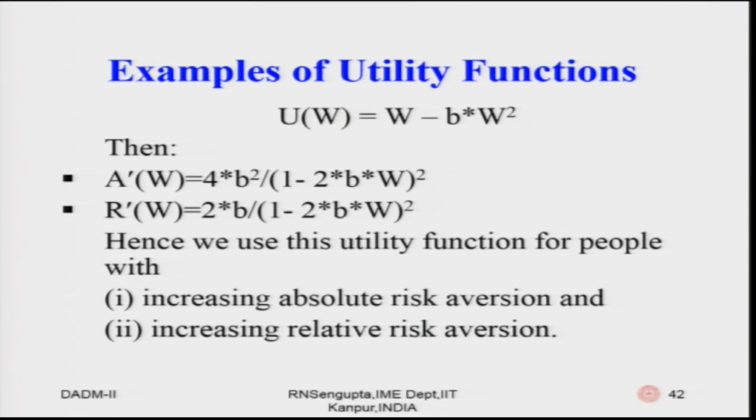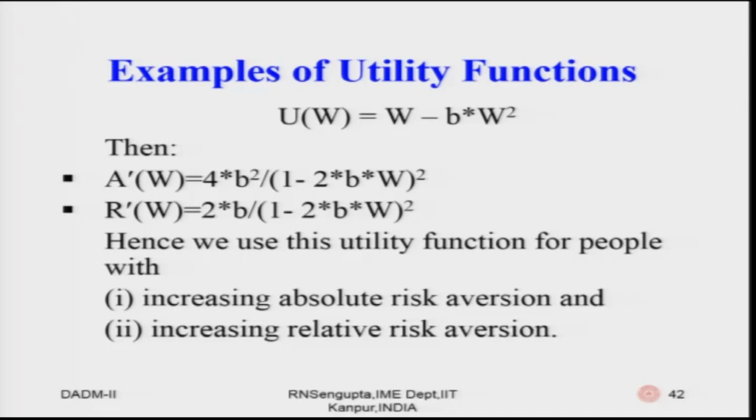Now, let us pause here for a few seconds. If you look at A prime, the value in the denominator, which is a square, is definitely positive, and the value in the numerator, which is 4B square, is also positive because B becomes square. If that is the case, it will immediately give us the information that A prime is greater than 0, and then immediately we know what type of property that utility function is. So, let us read it.